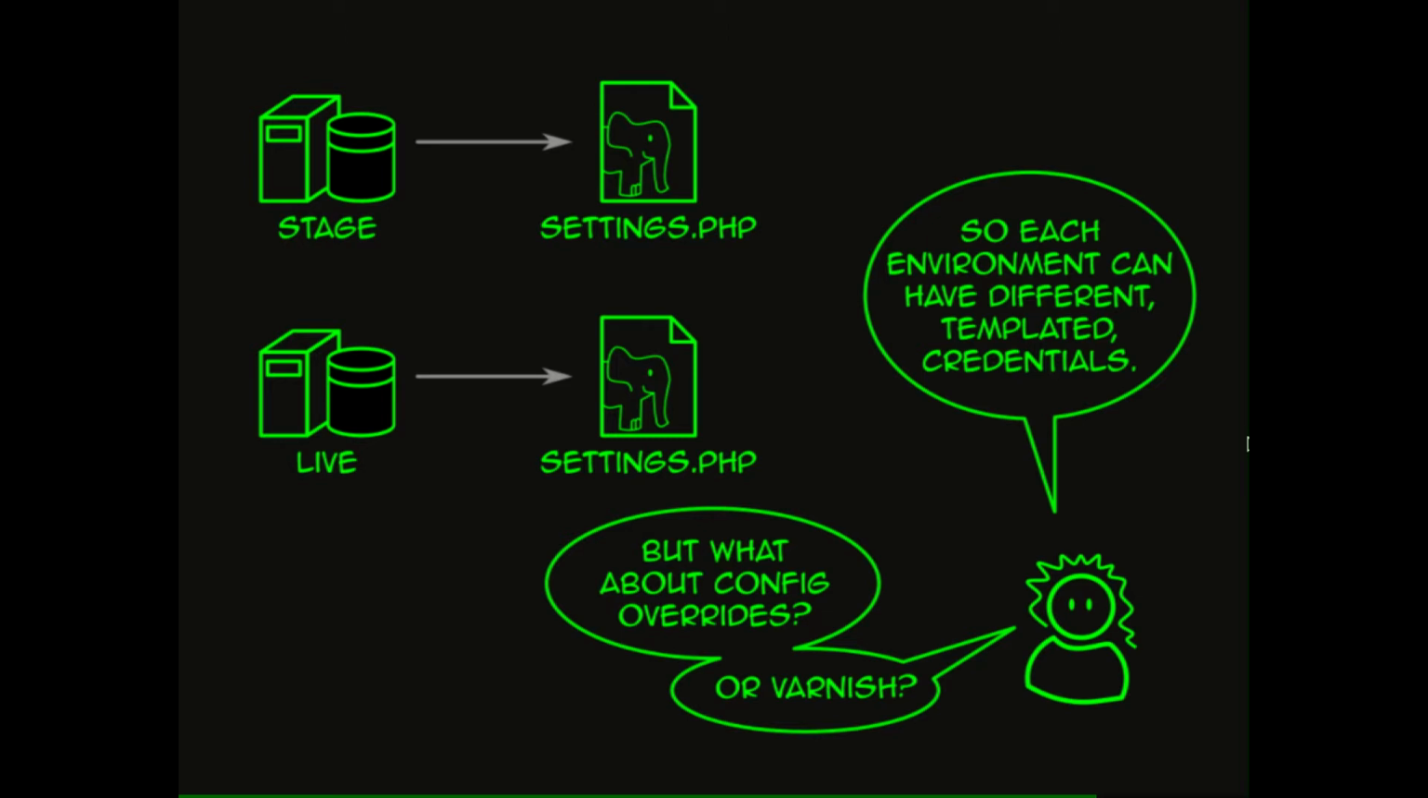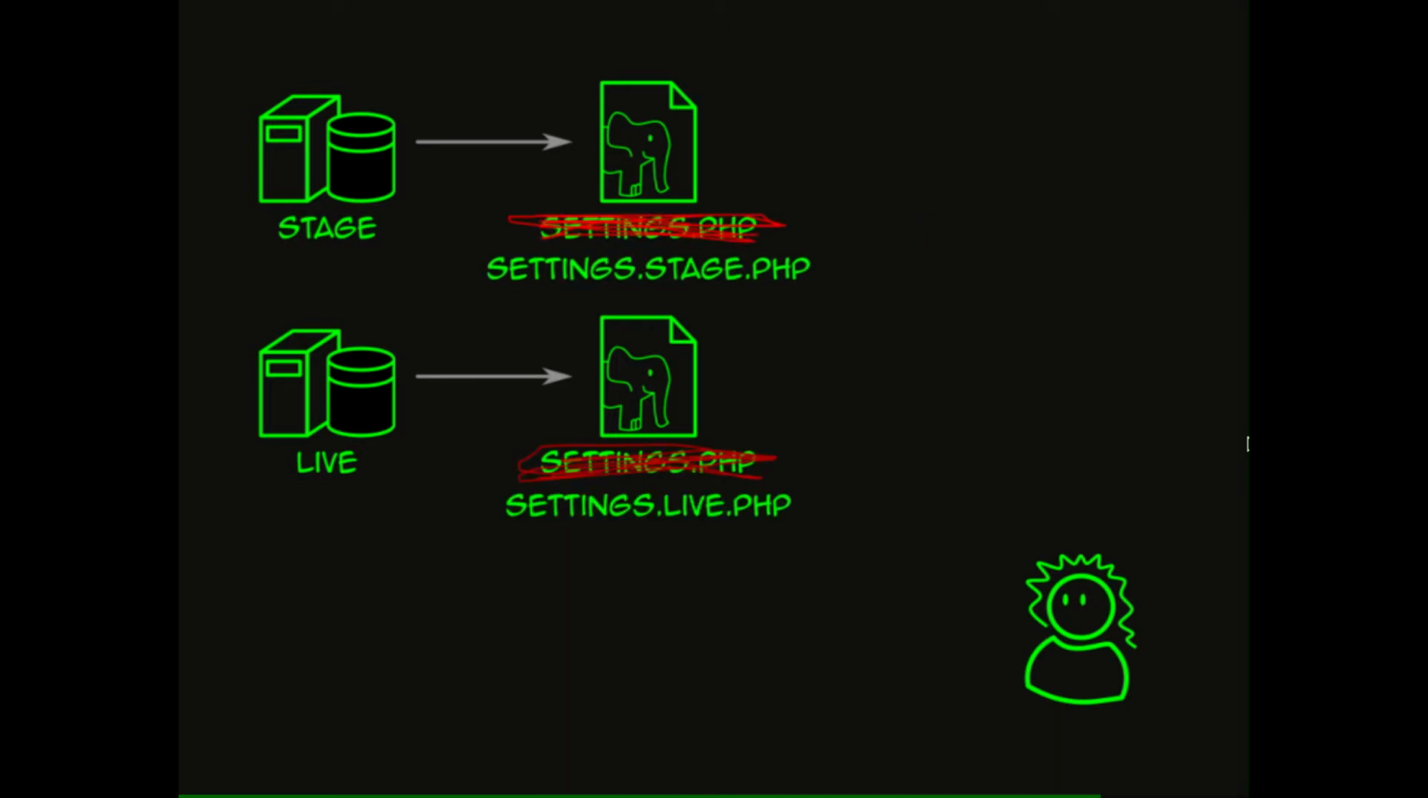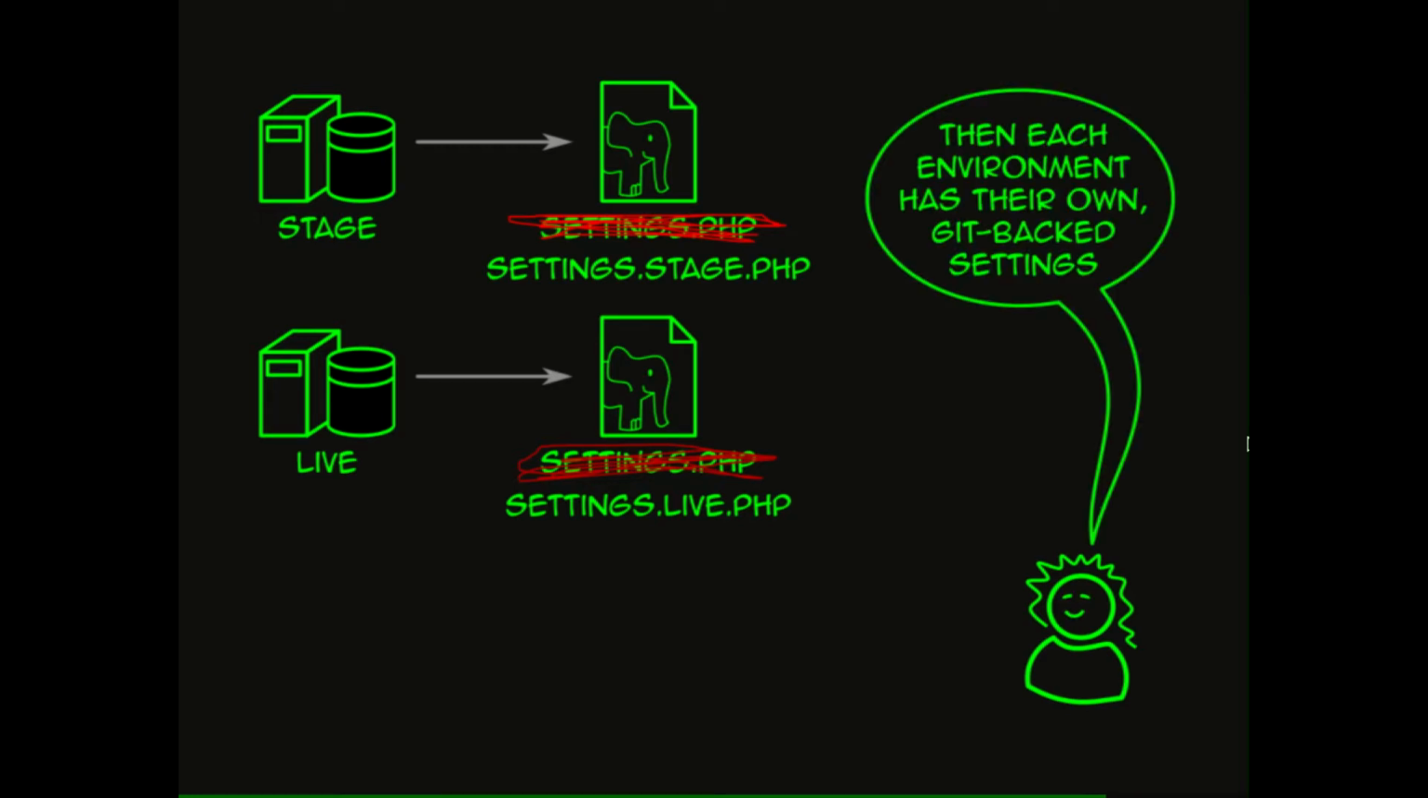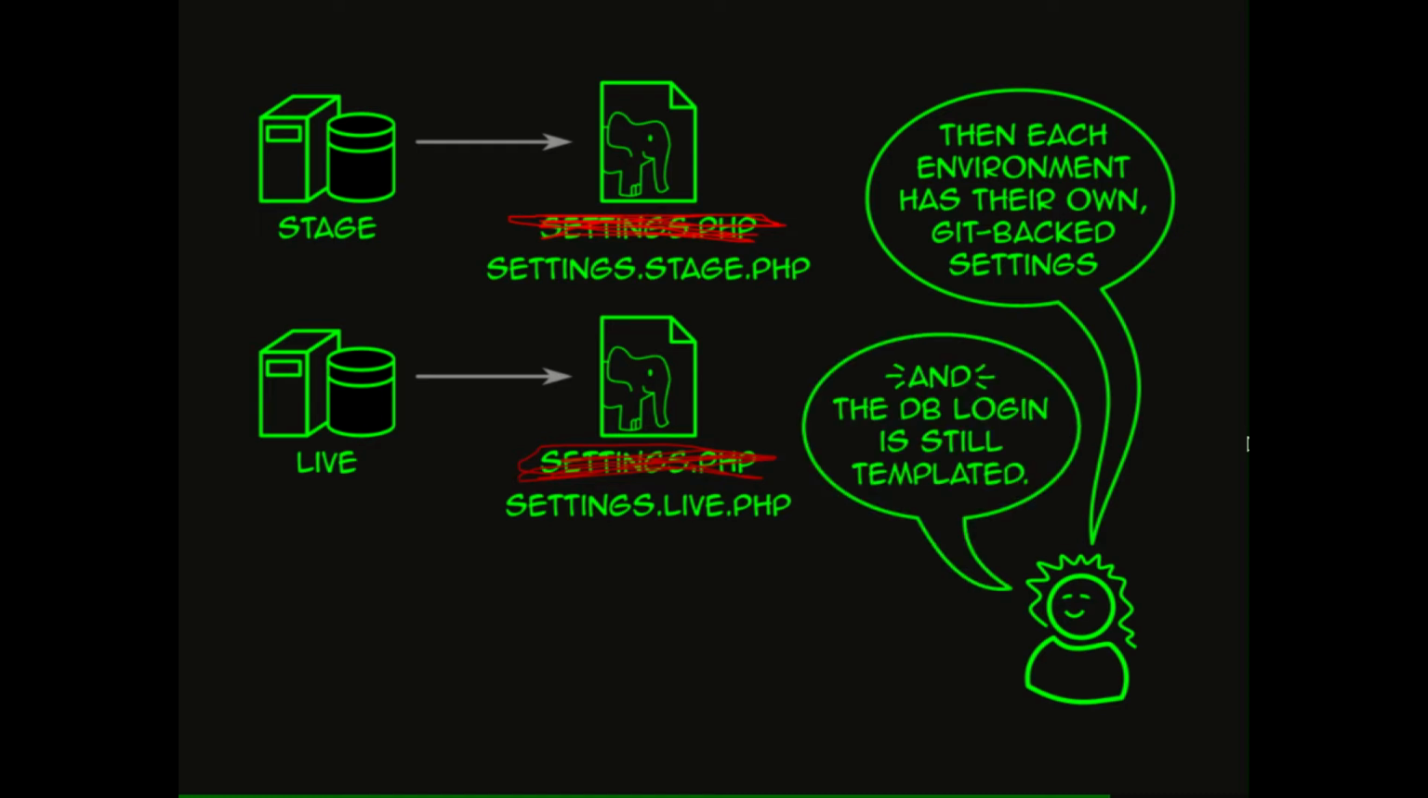Well, a lot of Drupal people are going to be really familiar with the idea of a settings.local.php. What we do is we extend that same idea to settings.environment.php. So now each one of these environments has an environment-specific settings file, which is Git-backed. This way we have all of our settings Git-backed, and also everything is still templated off, so it's not stored in the repository. And that takes care of everything. So now we have all of that taken care of.